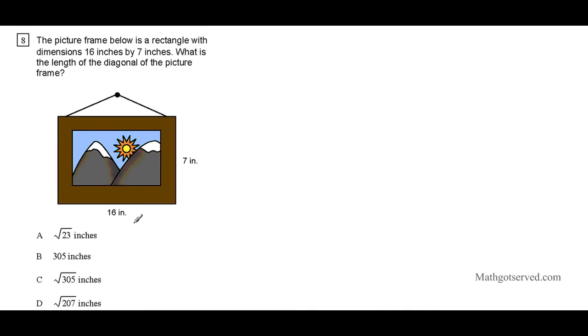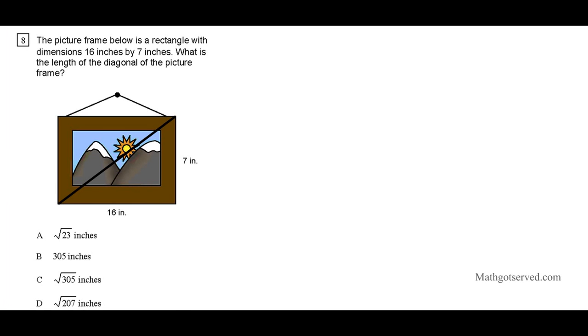All right, moving along to the next question, question 8. It says the picture frame below is a rectangle with dimensions 16 inches by 7 inches. What is the length of the diagonal of the picture frame? Okay, so let's see. If we draw a diagonal, what do we have? We draw a diagonal for the rectangular picture frame in this orientation. You notice we have a right triangle, so we can basically use the Pythagorean theorem here because we're given two sides and we want to find the third side, okay?